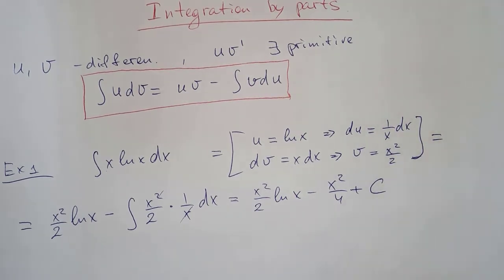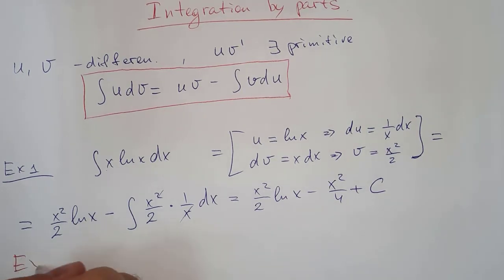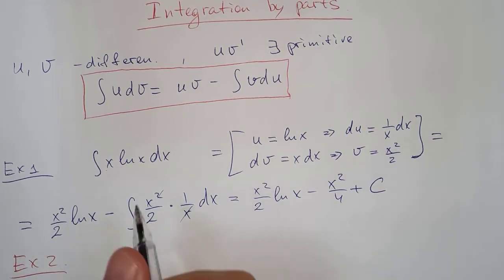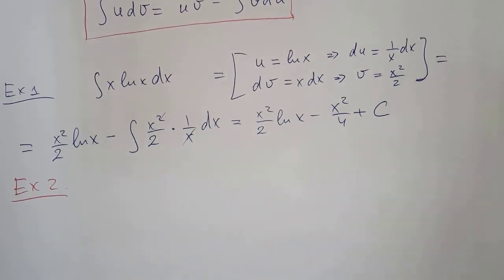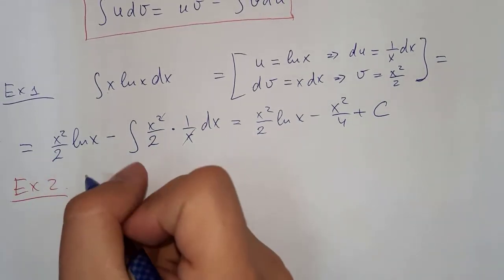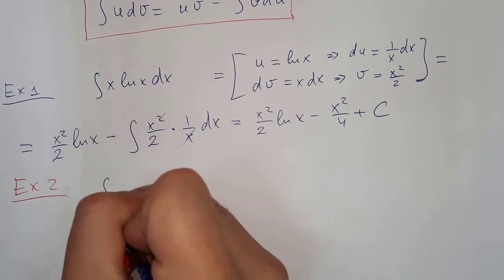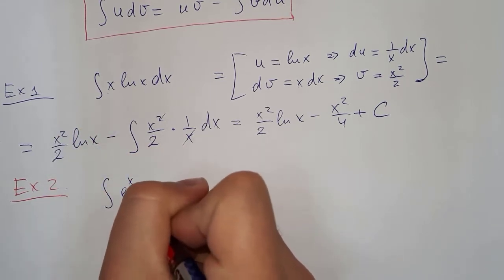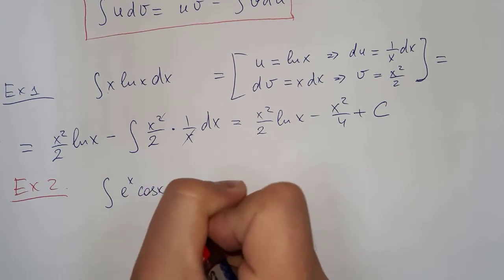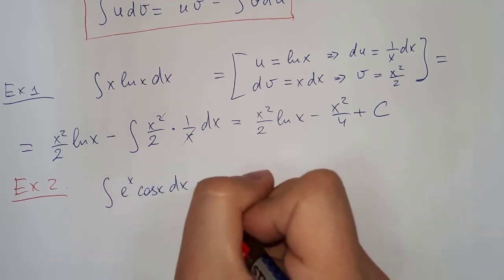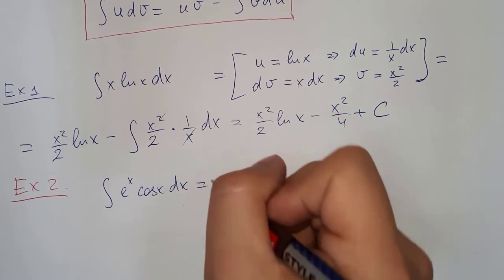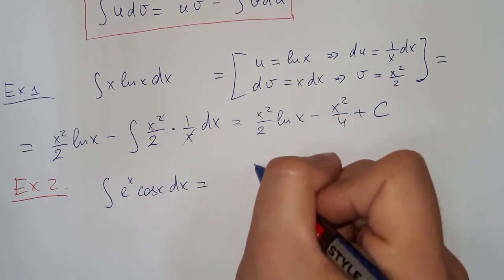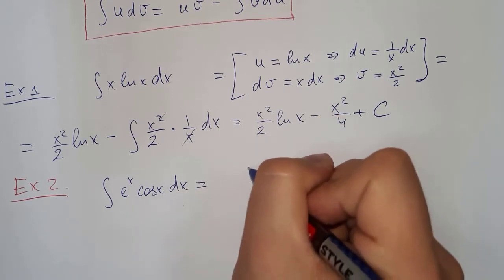Okay, let's consider the next example. Here we have the number e to the power of x. So e to the power of x times cosine x dx. Here, e to the power of x is just u, let's denote it by u.